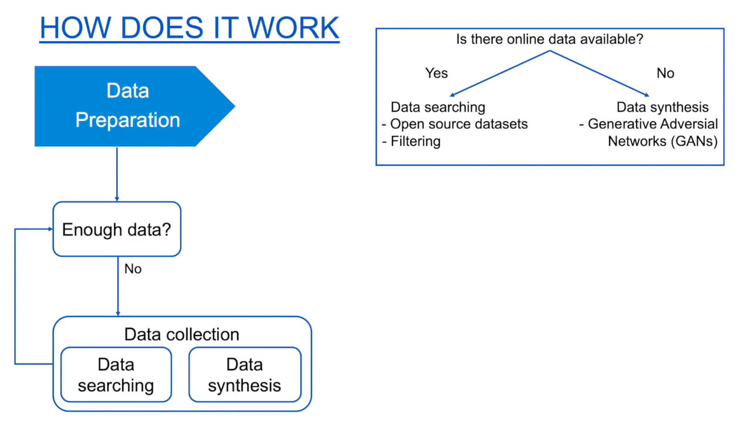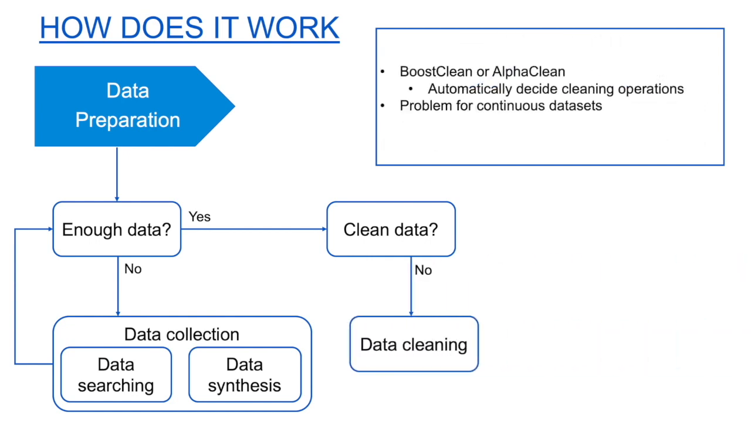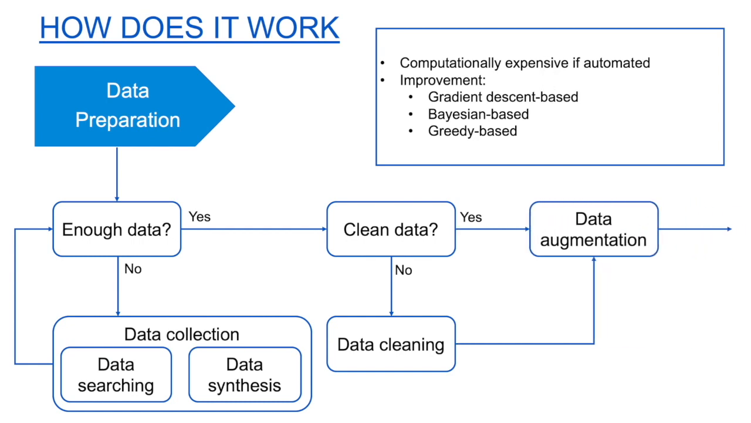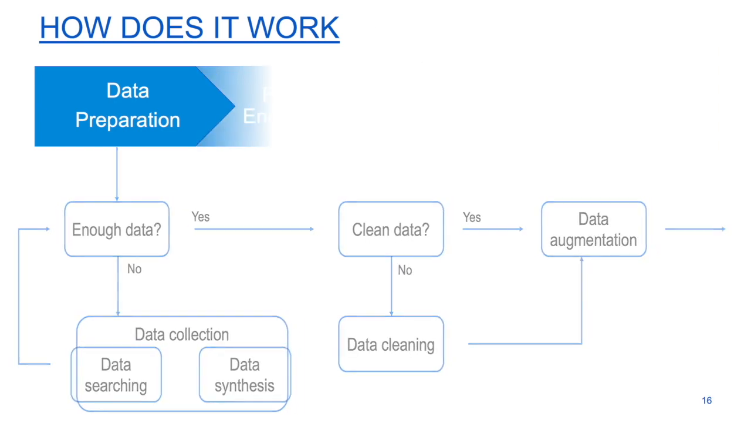Once there is a sufficient amount of data, the system will again ask itself, is the data clean enough? If not, data cleaning will be performed. The most automated approaches are BoostClean and AlphaClean. There is, however, an optimization problem if the data is continuous. The final step is data augmentation. Automatization of this is computationally quite expensive. To increase the efficiency, techniques like gradient descent, Bayesian descent, or greedy descent are used to select the augmentation techniques.